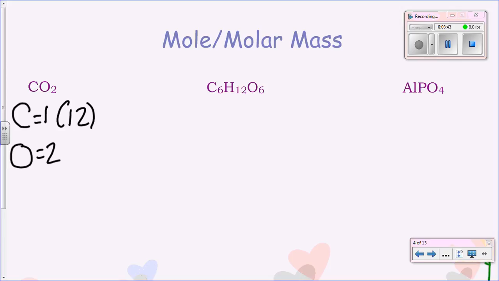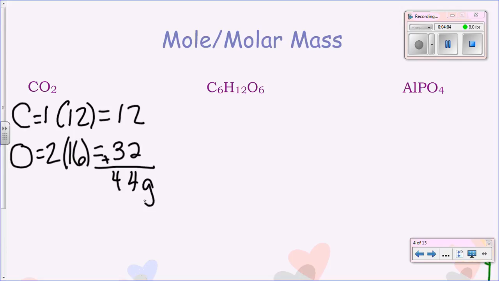Oxygen has the mass of 16.000. Some of them might have 15.999. But anyway, we're going to round that to 16. Then we're going to multiply across. 1 times 12 is 12. 2 times 16 is 32. And we're going to add going down. So the molar mass, formula mass, mole mass of carbon dioxide is 44 grams of CO2.